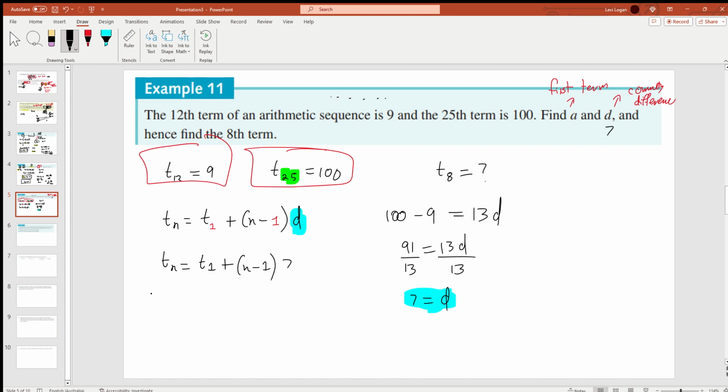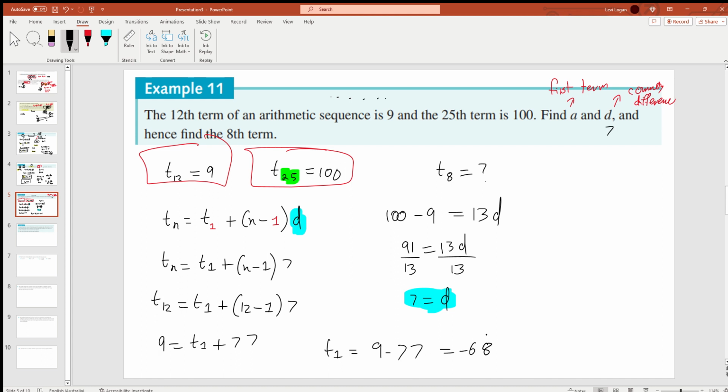So we'll go with t of 12. t of 12 equals t of 1 plus, and wherever there's an n you replace it with a 12, 12 minus 1 times 7. We know t of 12 is 9. So 9 equals t of 1 plus 77. So t of 1 is going to be a very small term. t of 1 is 9 minus 77, which is negative 68.